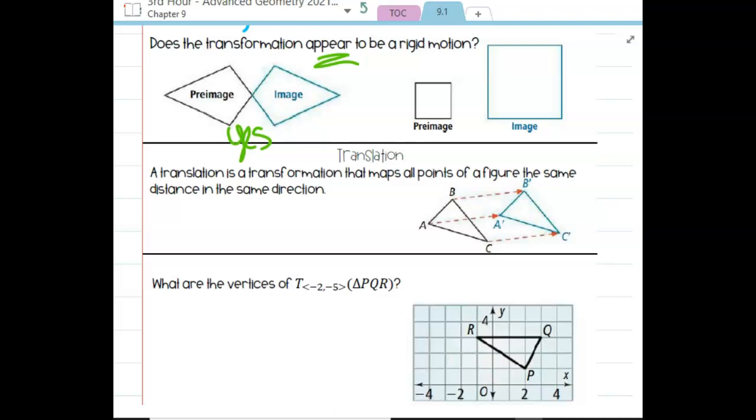Now, how would you know it doesn't preserve distance? That side, if it's a rigid motion, should measure the same as that side. Does it? No, right? It definitely got bigger. So that one would be a no.